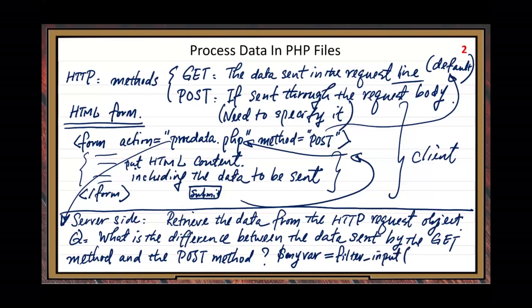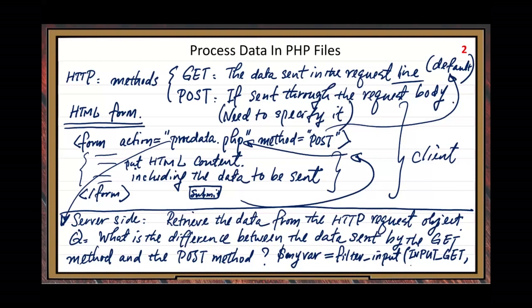Okay, the filter function, the first parameter is capital INPUT. This is the PHP constant INPUT_GET. So if we want to retrieve data sent by the GET method, we should use this constant. If we want to retrieve data sent by the POST method, then we use INPUT_POST, and so on.